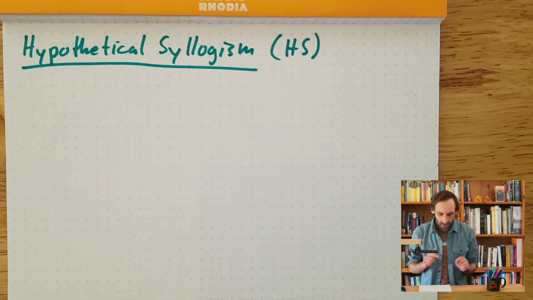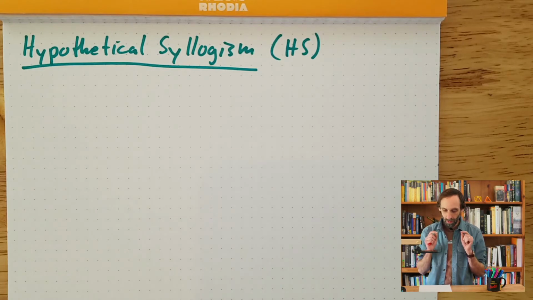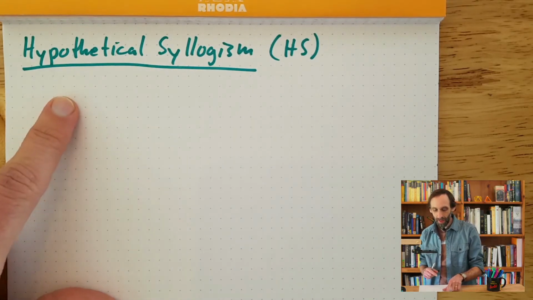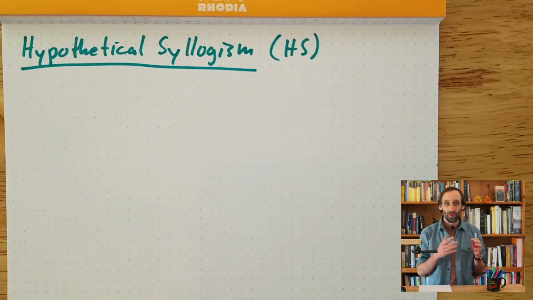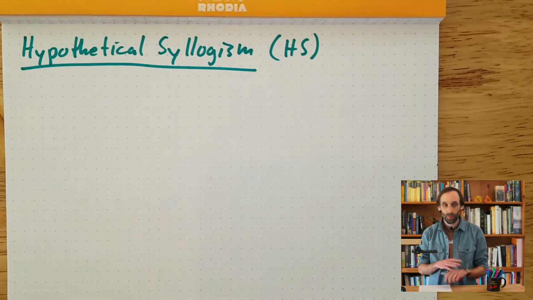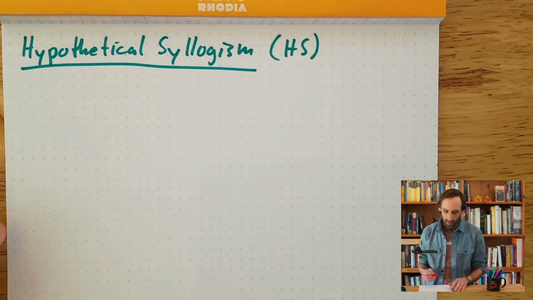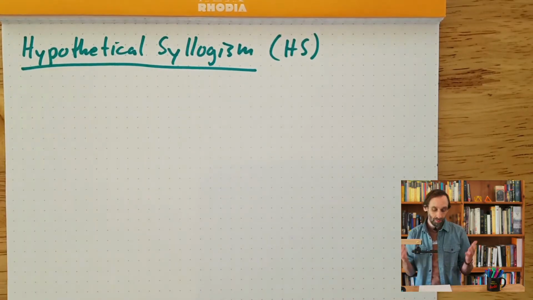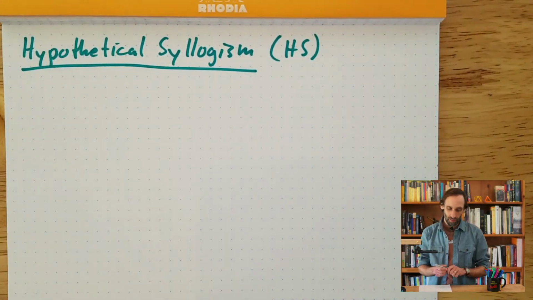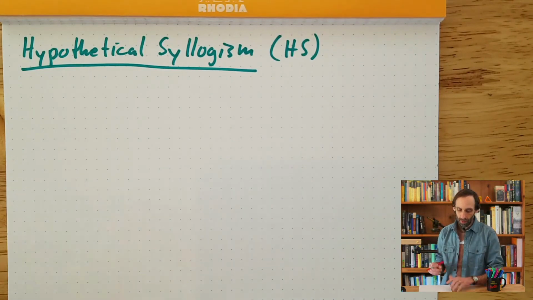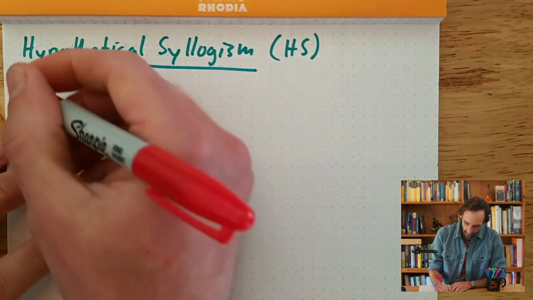So the first argument structure that we're going to talk about in this video is the hypothetical syllogism. You could also call this the transitive argument because it has this sort of transitive form, which you'll see very soon. But yeah, the technical name for it, I guess, is the hypothetical syllogism. And let's look at an example of it to start off.